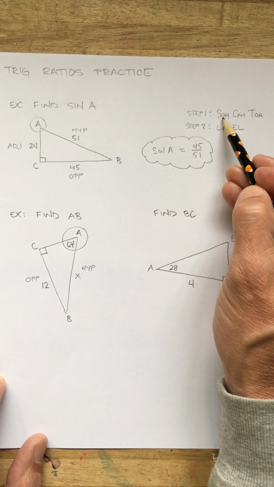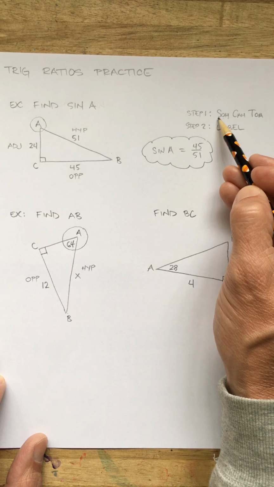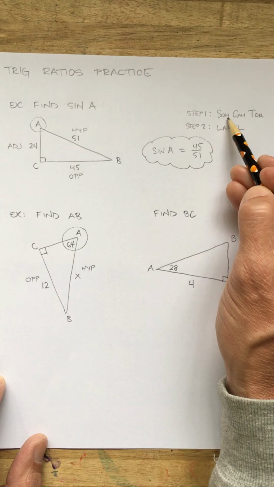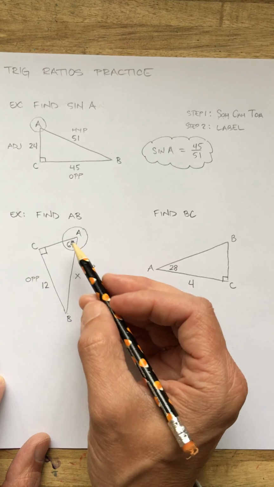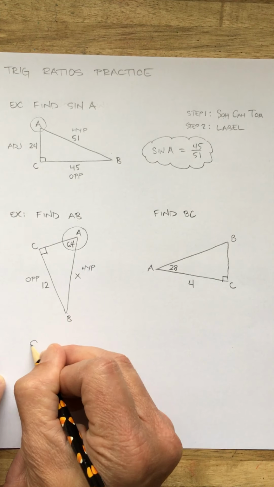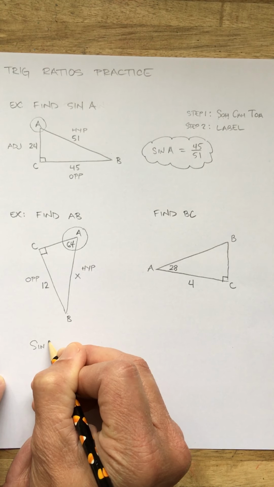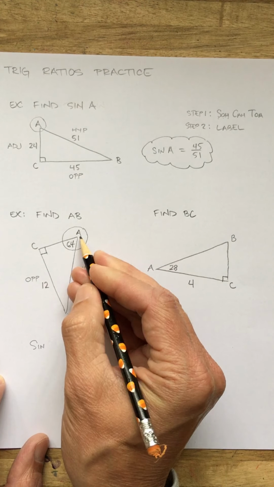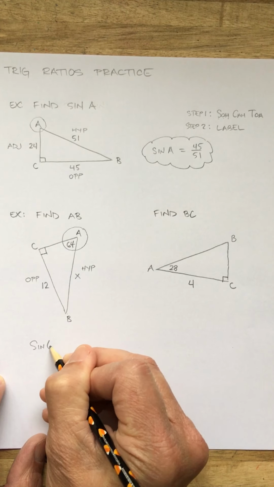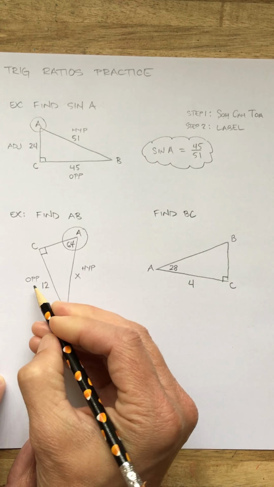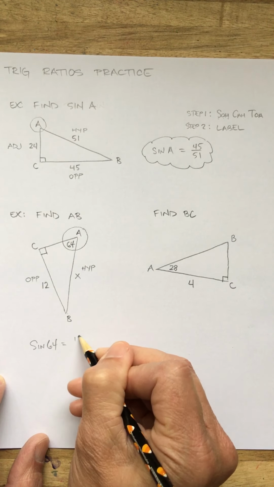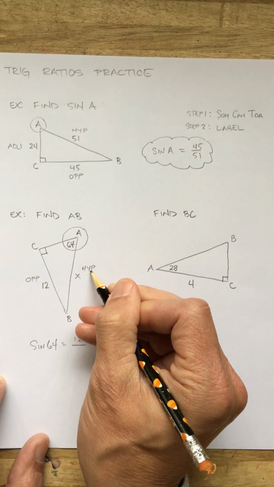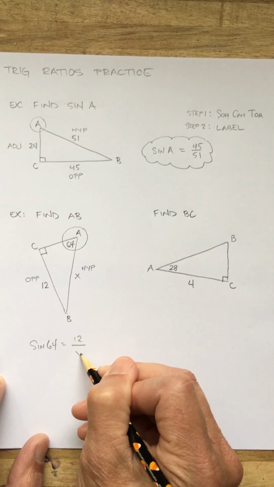The sine is the opposite over the hypotenuse. The sine of the angle is the opposite side over the hypotenuse, okay? So I'm going to use the sine. So I write down sine of A, but it's not A, it's 64, right? So the sine of 64 equals the opposite side, which is 12, over the hypotenuse, which is x.